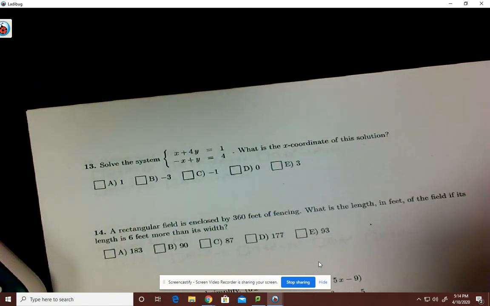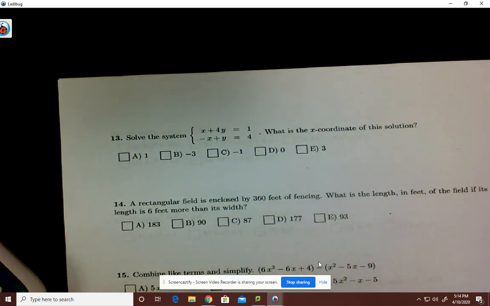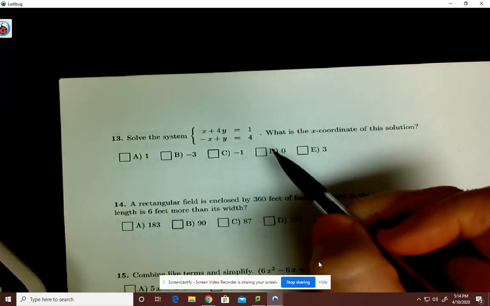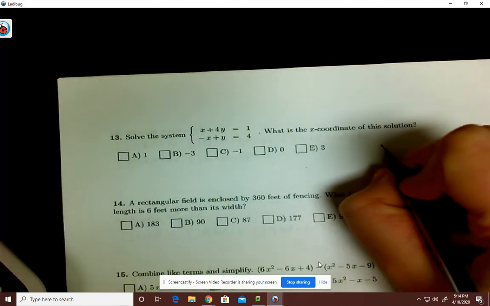Alright, on 13 it says solve the system. So we haven't practiced this one in Algebra 2 yet, but we did do it in Algebra 1 in 8th grade, and that was elimination. I think we may have done it as a POD.